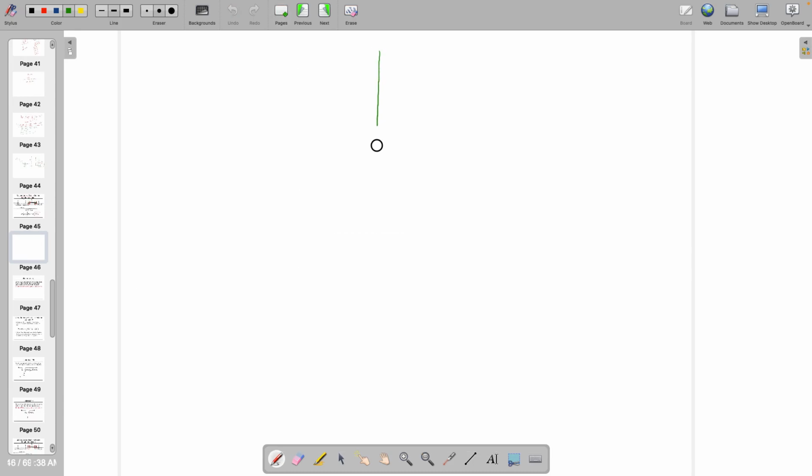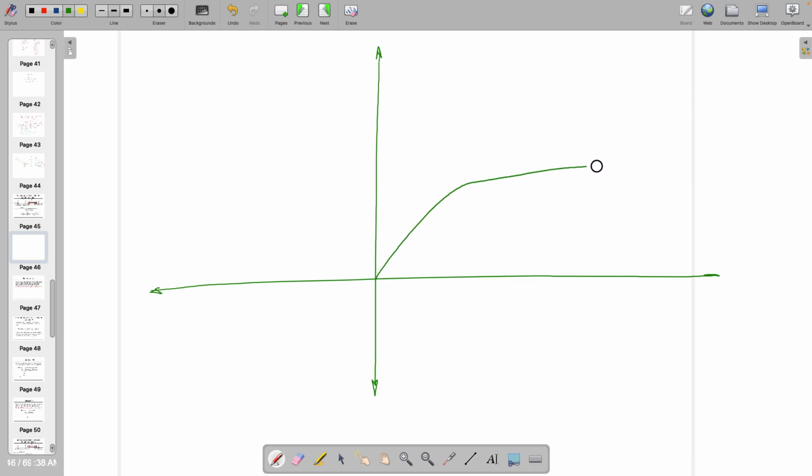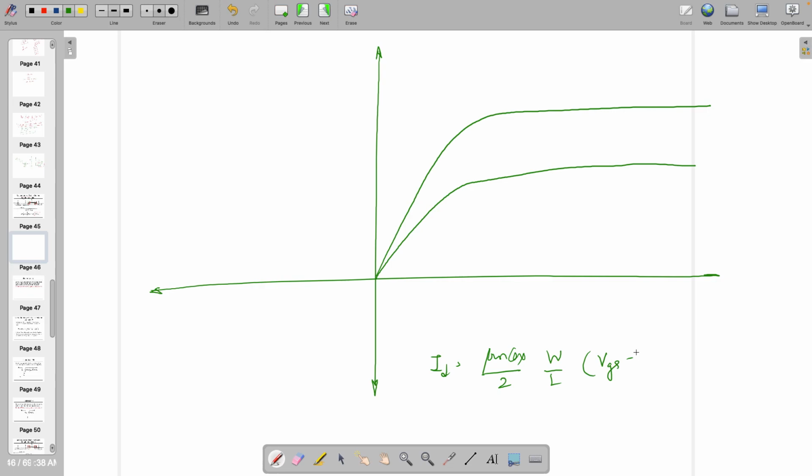This is with the philosophy that a similar thing is happening in the Early effect voltage also. You are expecting to have an equation like this, where there is no role of VDS at all when you are in saturation. So this point is actually VDS sat equal to VGS minus VTH.